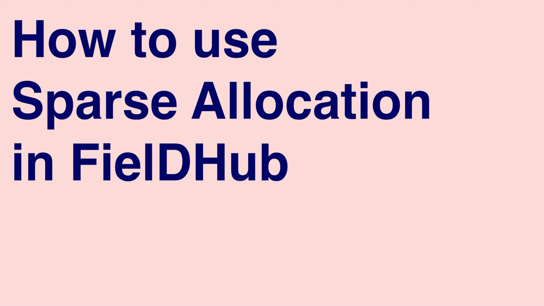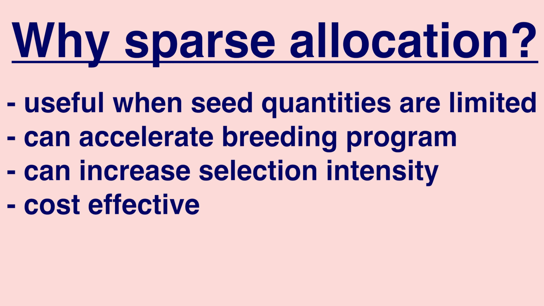Hi! In this video, I'll go over one of the new additions in FielDHub version 1.3.1, Sparse Allocation. I'll cover some theory behind it, as well as some reasons one might use sparse allocation in a multi-environment field trial, and we'll go over how to create a sparse allocation design using both the FielDHub app and the FielDHub package for R.